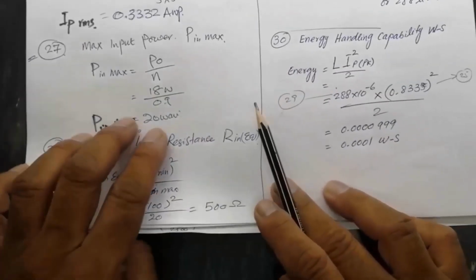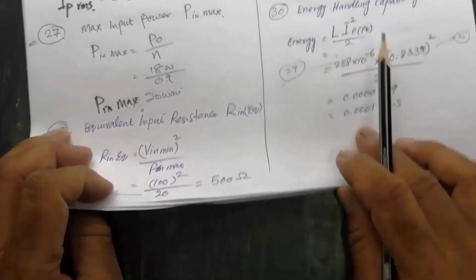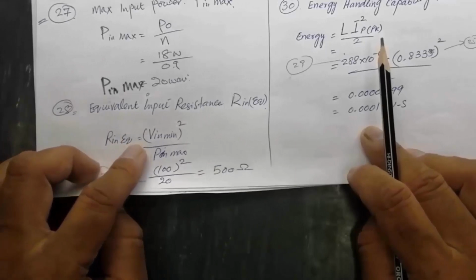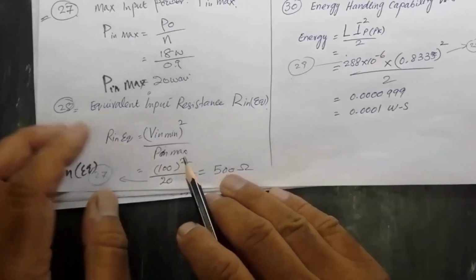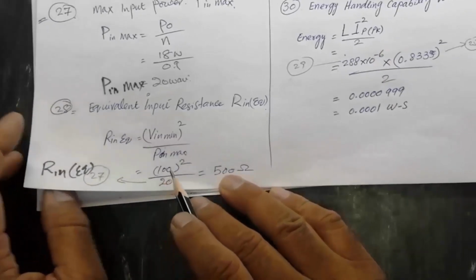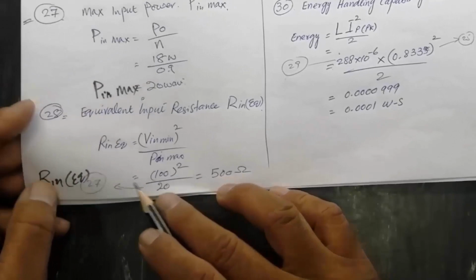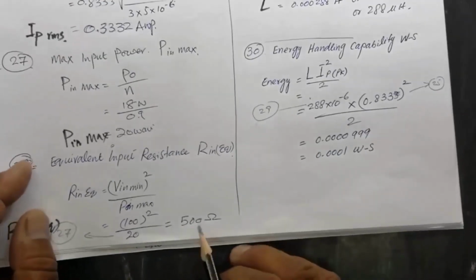When we have input wattage, we have input voltage. So we can calculate the equivalent input resistor. Input resistance is V in minimum square divided by power in maximum. It is 100 square divided by 20 watt from step number 27. So it is 500 ohm.